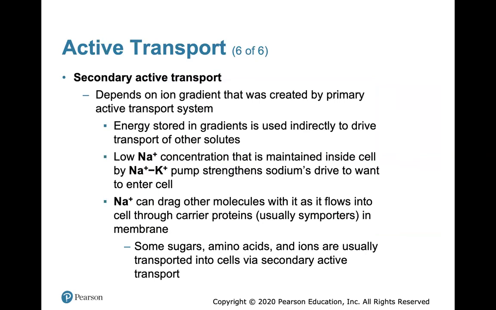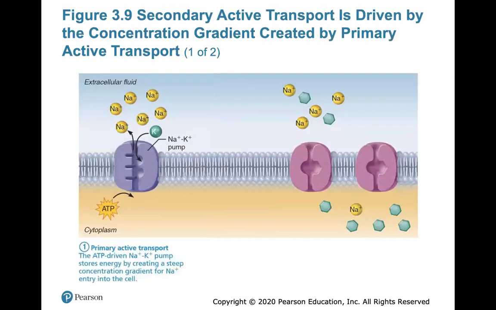Secondary active transport depends on the ion gradient that was created by primary active transport. The energy stored in gradients is used indirectly to drive transport of other molecules. So the low sodium concentration that is maintained inside the cell by the sodium potassium pump will strengthen sodium's drive to want to enter the cell. Sodium can drag other molecules with it, also called a symporter. So some sugars, amino acids, and ions can usually be transported into cells via secondary active transport.